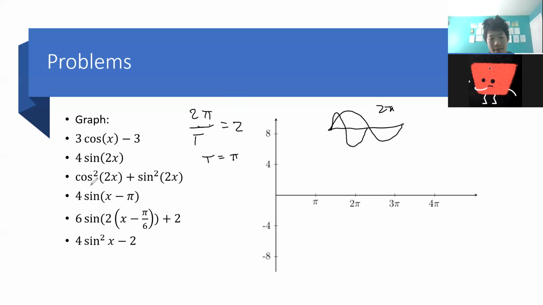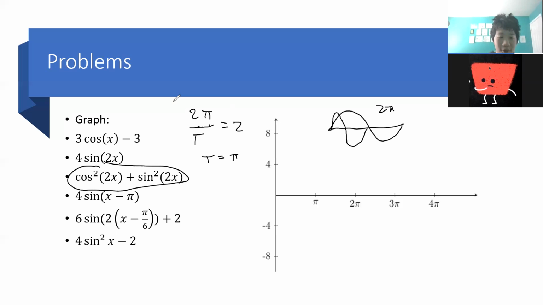Next one's a little tricky. How do we do this one? Well, if you look at it really closely, you will see that this looks like the Pythagorean identity. Isn't that right? That does. That is the Pythagorean identity.